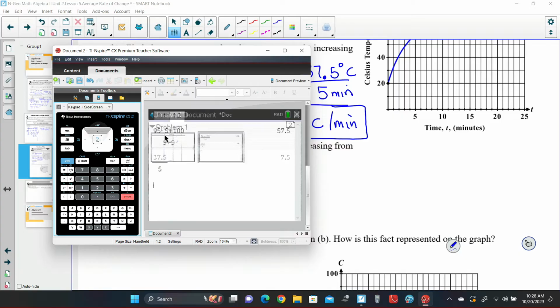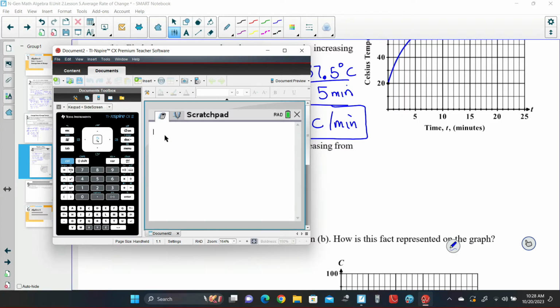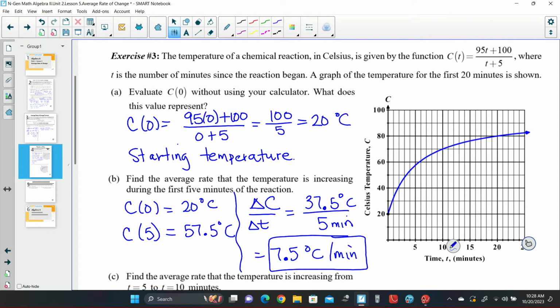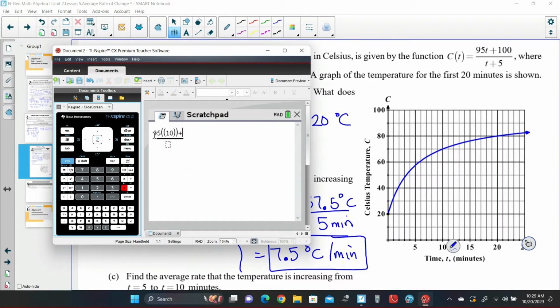Oh, nope, that's definitely not what I wanted. All right, let's go with this. 95 times 10 plus 100 divided by 10 plus 5. Yes, 95 times 10, sorry about the double parentheses there, they won't make any difference, and that's 70.